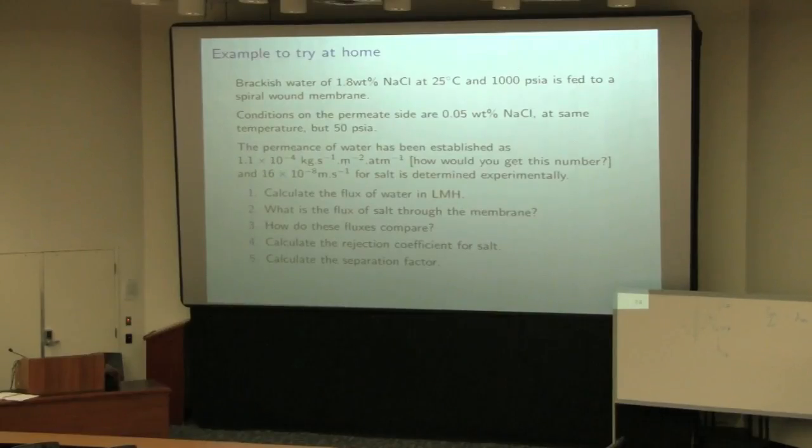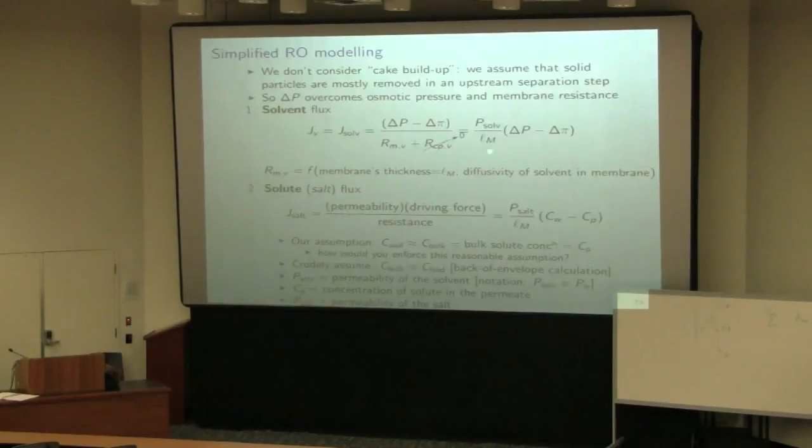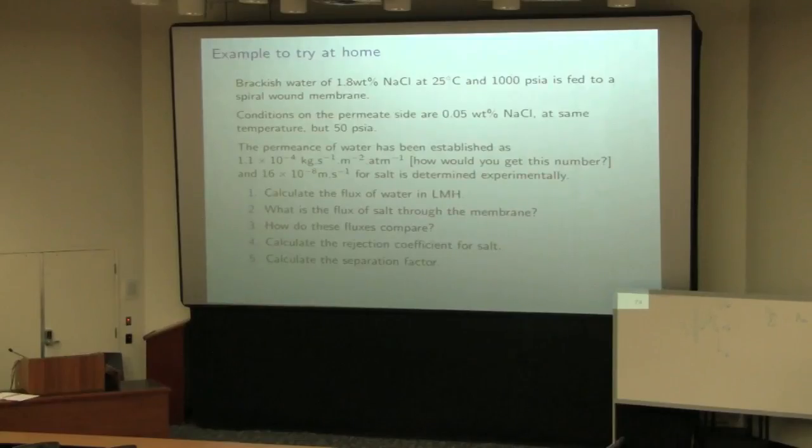We can calculate the permeance of the water, in other words that P solvent divided by thickness over there on the board. The permeance A solv is 1.1 times 10 to the minus 4 kilograms per second per meter squared per atmosphere. The permeance has these units because it takes the units from the expression for flux J on the left hand side. Whatever I use for flux is my units, divided by pressure. So it has these fairly long units.